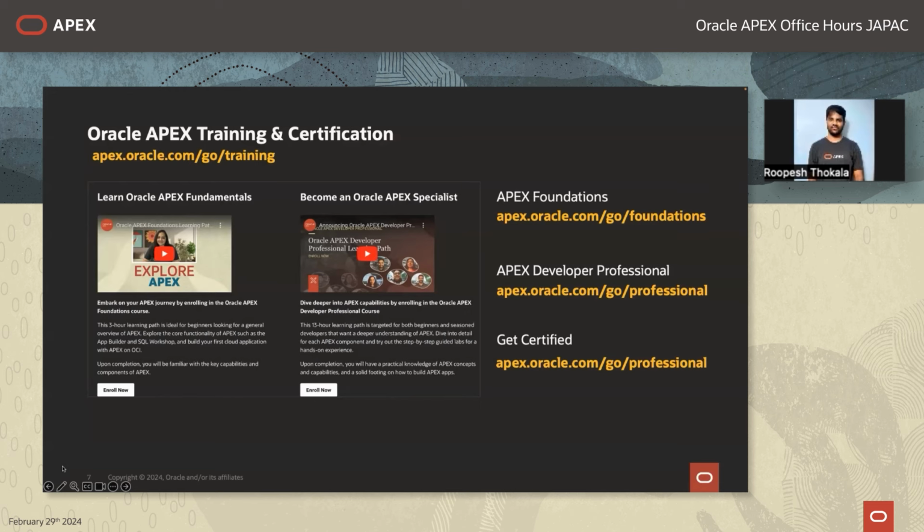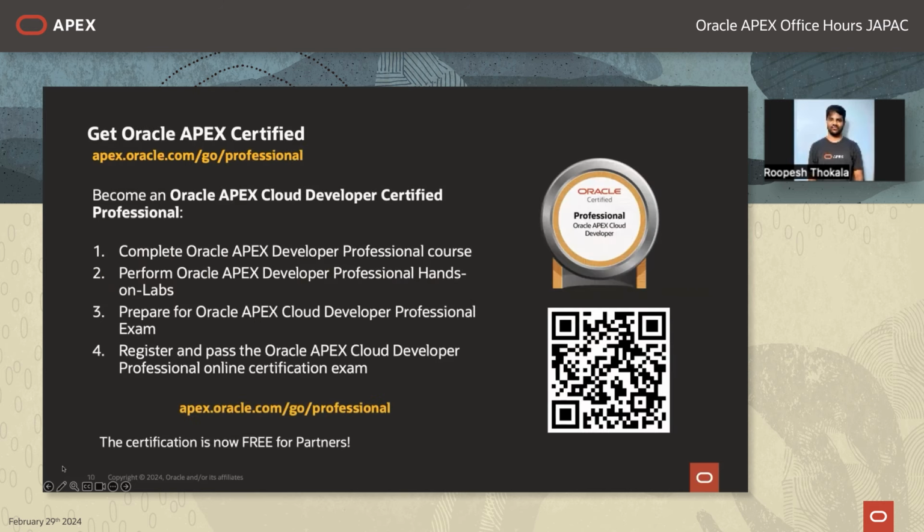Moving on, as most of you might have noticed already, we have the Oracle Apex trainings and certification page available on apex.oracle.com. You can also visit by using the URL apex.oracle.com/go/training. We have Oracle Apex Foundations courses, developer professional courses, and you can also get certified by using the provided link available in this URL. Regarding certification, you can become an Oracle Apex Cloud Developer Certified Professional. Before taking up the certification, we recommend completing the developer professional course and performing the hands-on labs that come along with it. All the best for your certification.